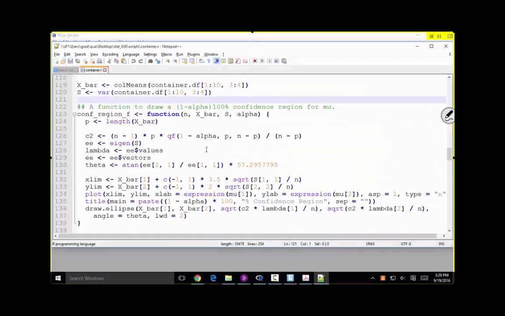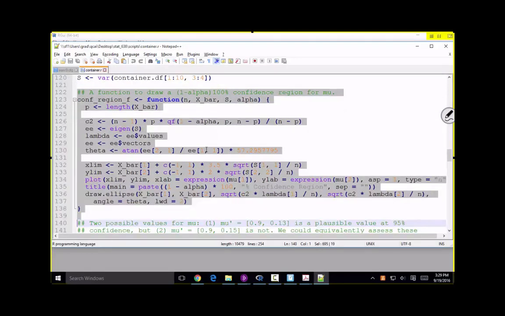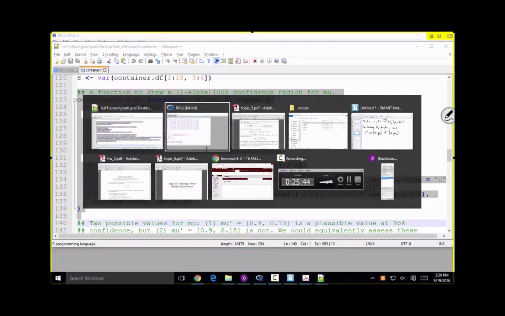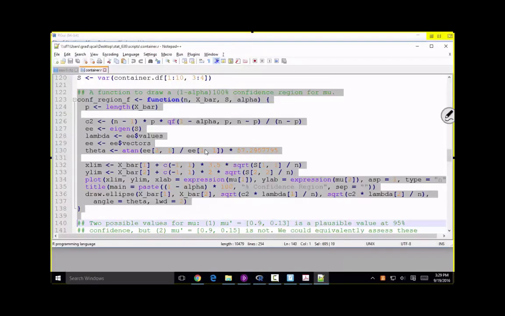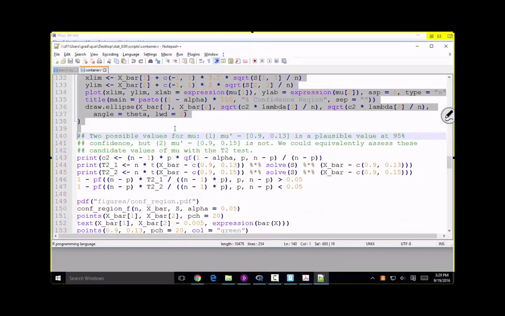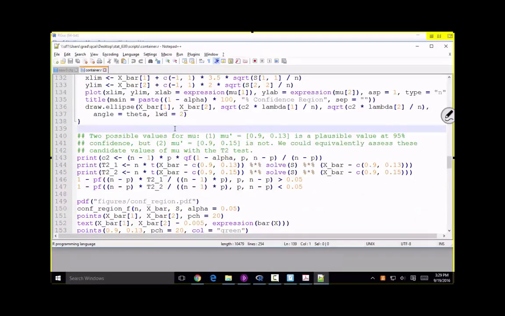I have a function here that will actually draw the region. Let me go ahead and define this real quick. And then down below, we're going to consider a couple of different possible values of mu. Like on the slide, I said, is 0.9 comma 0.13 in the region? It was. And then is 0.9, 0.15 in the region? It was not.